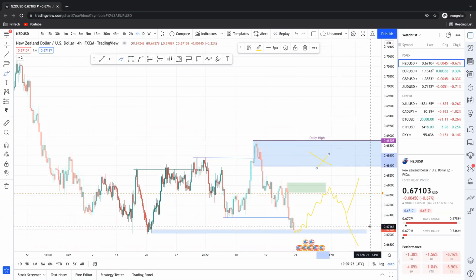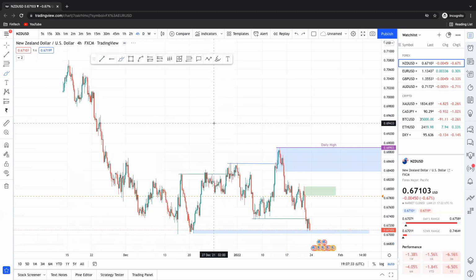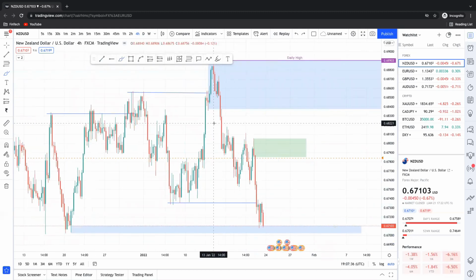If not, it's going to free fall from here. Okay, so it's going to make the new low, so just keep that in mind. It's a tricky situation, so you need to play both biases here at the moment. It will actually be interesting to see where it violates this one.